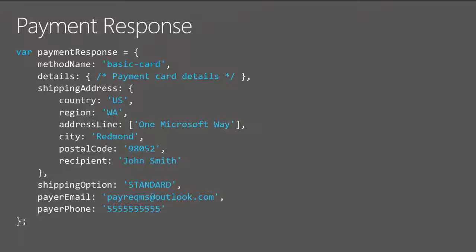As you can see in the code, the payment response structure contains everything you will need. The details object will contain relevant information for the method that was used, and you will know how to parse this based on the method's name. Shipping address, as well as the options, will be populated on a need-by basis, and that's basically if you had populated that you required them.